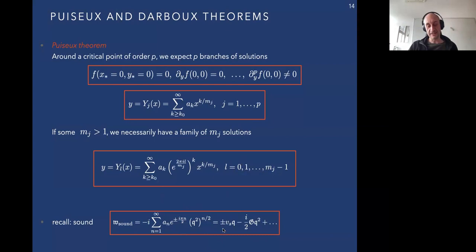And you get 2 branches, and this tells you immediately the structure of the sound mode, i.e. it tells you that the real part comes with plus minus and the imaginary parts are always the same, okay? So this is a fancier, more generalized way of arriving at what I already told you.